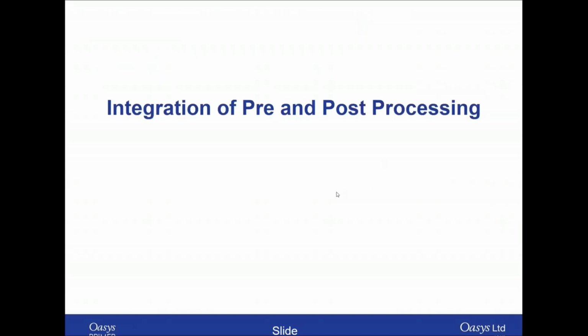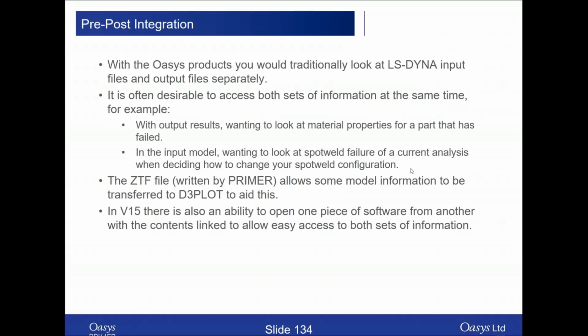Now, I just want to finish off. This is the last thing I'm talking about today. Integration and pre and post processing. So I've talked about Primer a lot, but we also have some post processing tools. And with the Oasys products, you traditionally look at LS-DYNA input files and output files separately. But it's often desirable to access both sets of information at the same time when you're checking your models. For example, maybe with output results, you want to look at material properties of a part that has failed or is showing some form of instability.